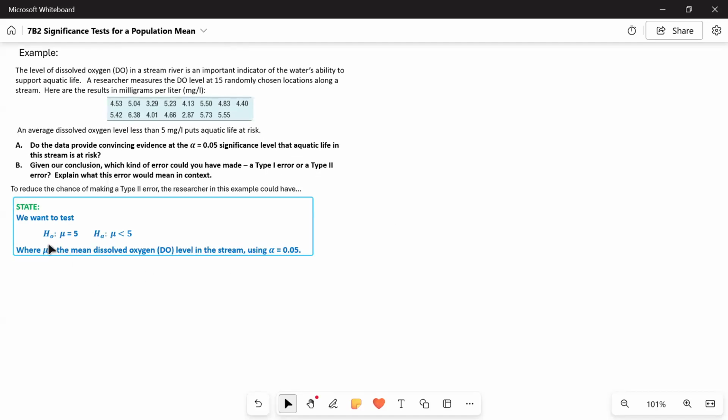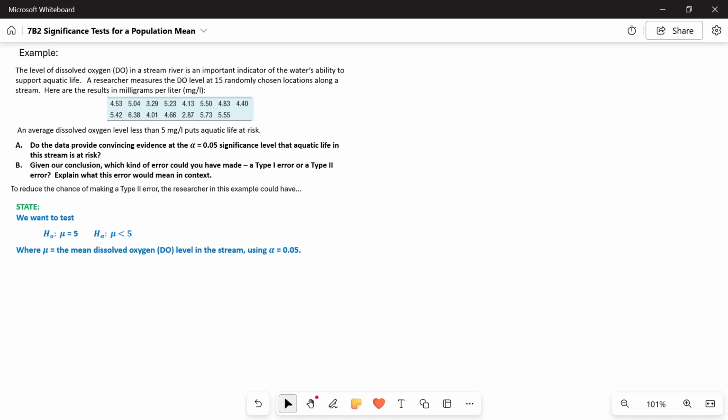So we have our null where the mean is 5 and the alternative where the mean is less than 5. And we know this is a one-sided test for less than because it says an average dissolved oxygen level less than 5. Okay, so it's a one-sided test where mu equals the mean dissolved oxygen (DO) level in the stream, using significance level 0.05. That's all we have to do for the state step, but make sure you complete all four aspects of that: the null, the alternative, the parameter defined in context of the problem, as well as the significance level being the fourth thing.